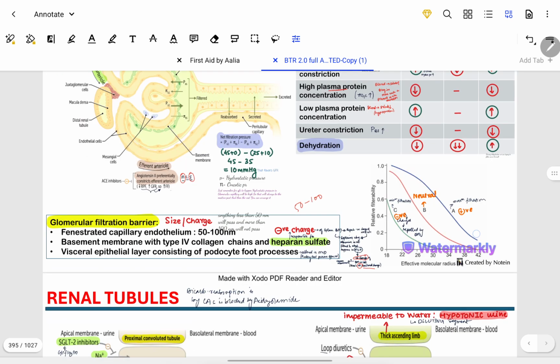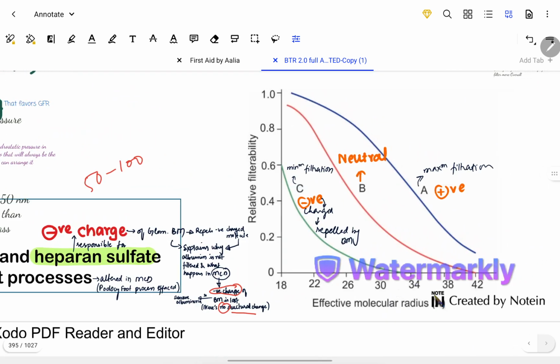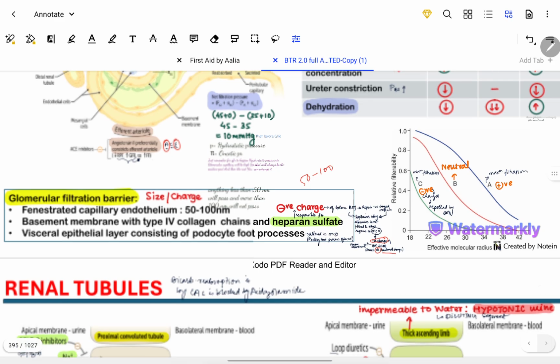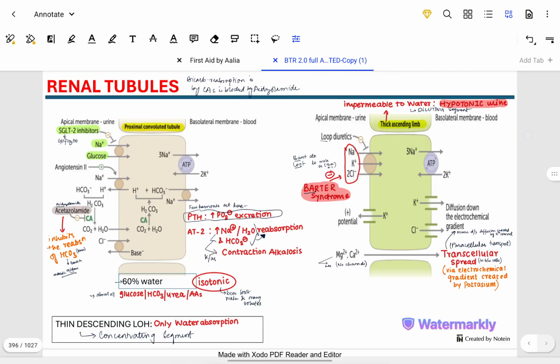Next, looking at the relative filtrability, we are talking about the charge part. We did skip this. Negative charge is repelled by the basement membrane, so it's not filtered. It's like you see, it's 0.6, it's not filtered. Minimum filtration. Neutral charge, and then positive charge it will attract, so maximum filtration is there. We did say that we will study where and in which part different molecules are being reabsorbed, right?